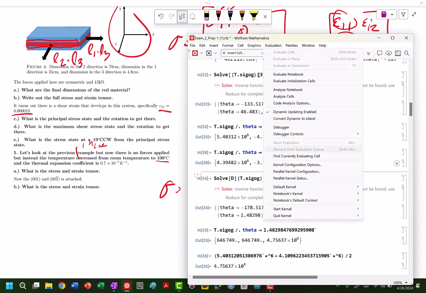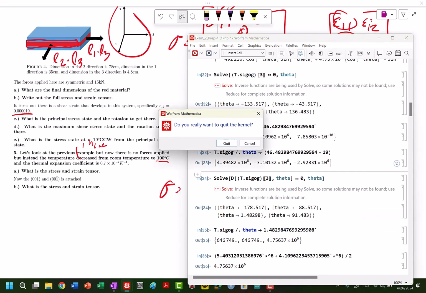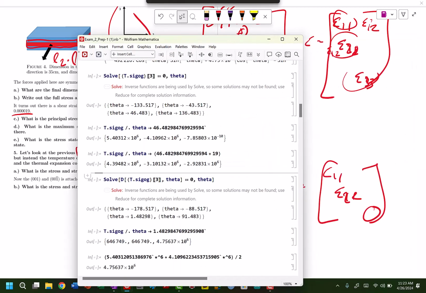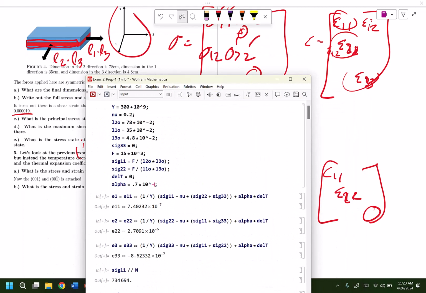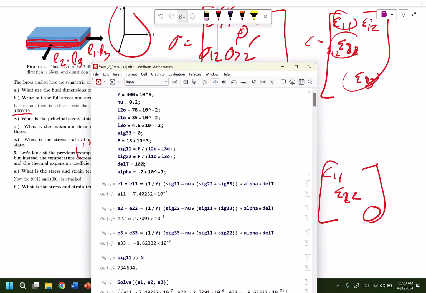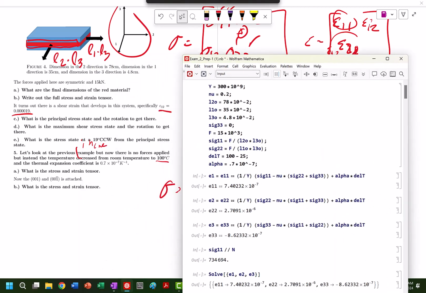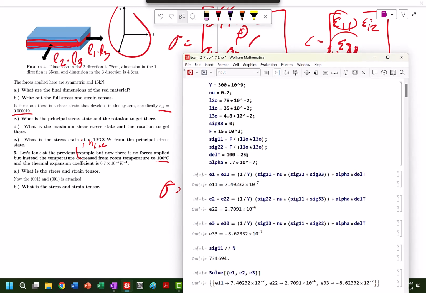I'm going to quit my kernel. So I'm going to say now we have this. It is 10 to the minus 7 though. My change in temperature, delta T, my final temperature is 100, or actually it increased from room temperature. So 100 is my final, 25 is my initial, and let's look at the previous example. All right, so let's go ahead. I've got this here, I've got this here.